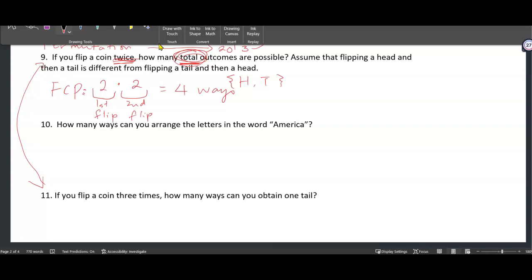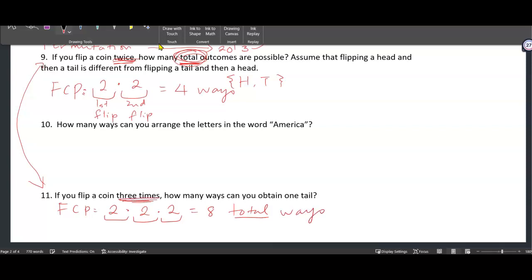Okay, so if I think about it the same way for number 11, fundamental counting principle, when I'm flipping 3 times, I have 3 tasks, right? So each one I'll have head or tail. Head or tail, I don't lose a choice, because I can repeat head or tail, right? So I have total of what? 8 total. Very important. This is total number of ways.